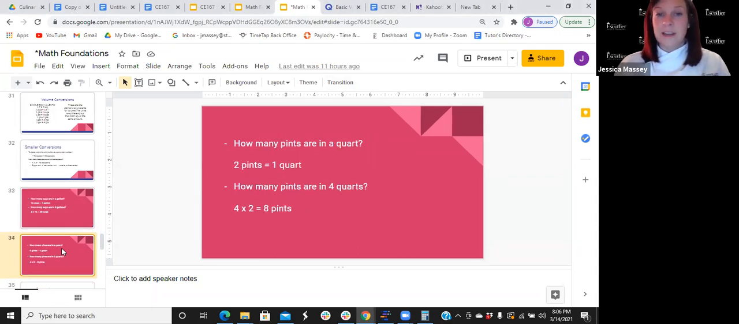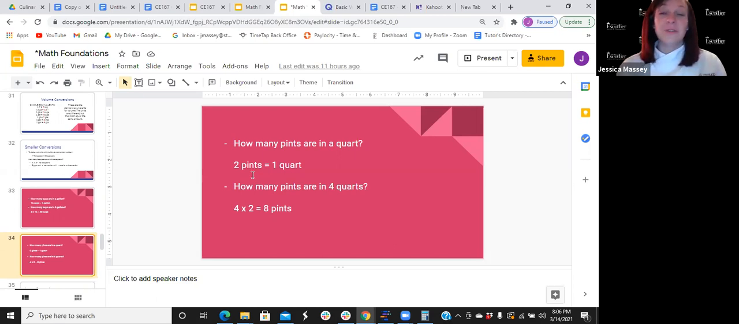We will do more examples for sure, but I'm just walking you through the different ways to figure these out. How many pints are in a quart? Take your 2 pints equals 1 quart. That is on your conversion sheet, your chart. I should say this too. If you forget, or you have a brain fart, or you lost your sheet and you haven't made a new one, because I feel like that would happen to me.